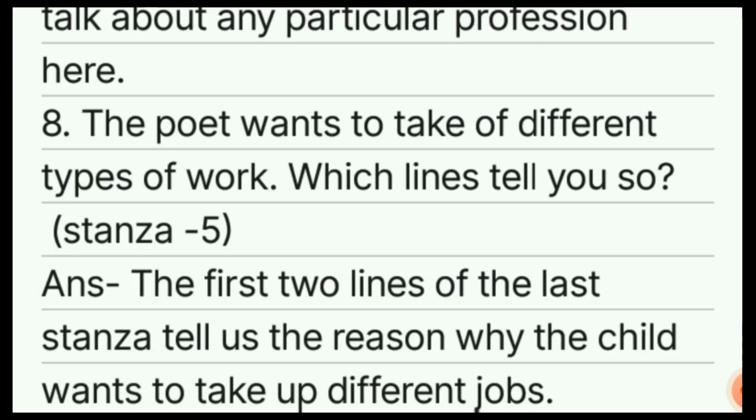The poet wants to take up different types of work. Which lines tell you so? Stanza 5. And its answer, the first two lines of the last stanza tell us the reason why the child wants to take up different jobs.